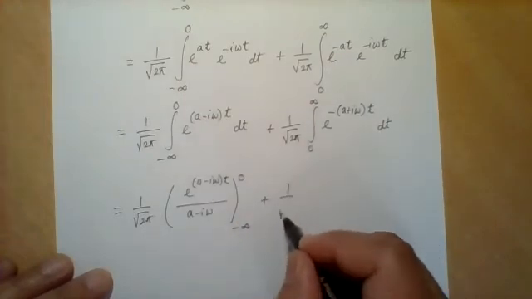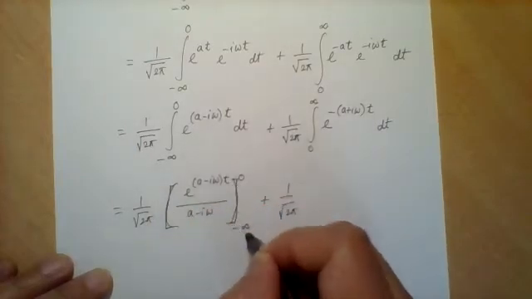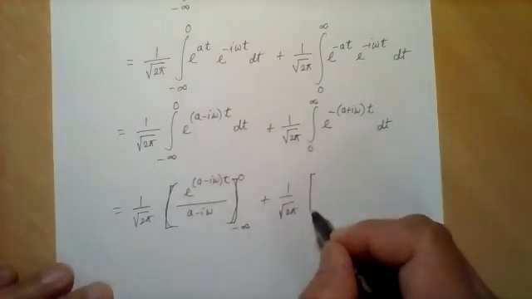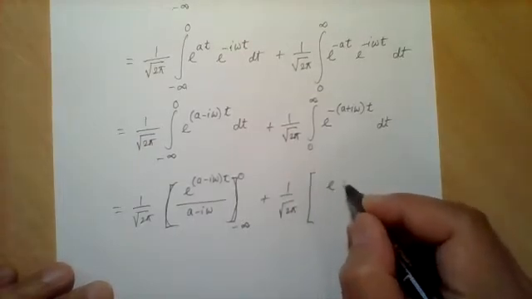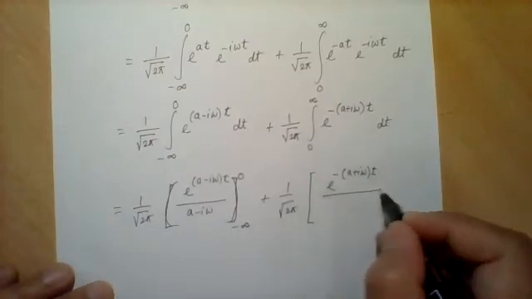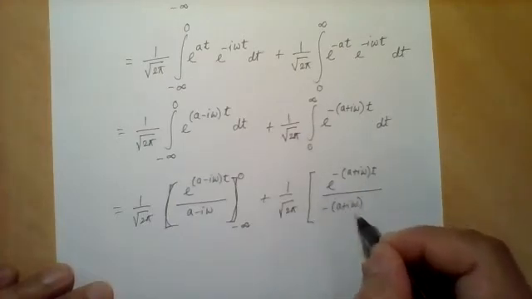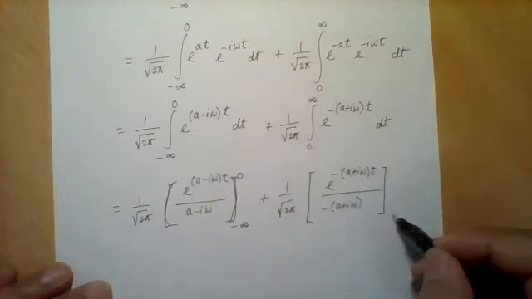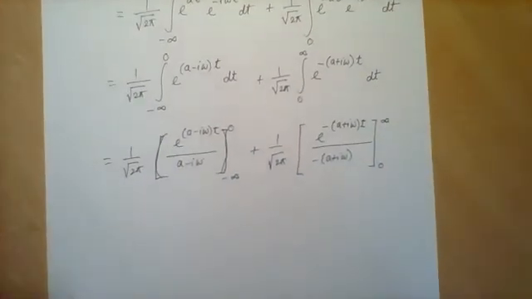Plus 1 by root 2 pi. If I integrate this, I should get e to the power minus a plus i omega times t divided by the coefficient of t, that is minus a plus i omega. And the integration range is from 0 to infinity.